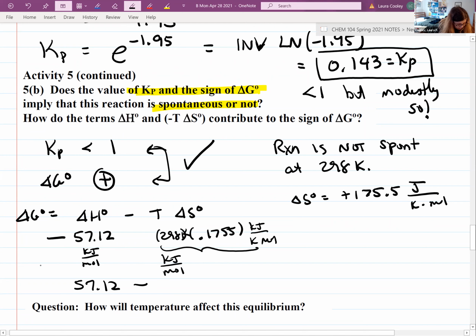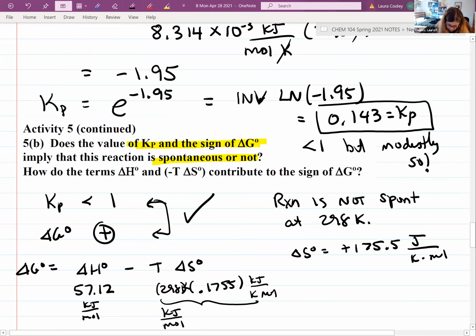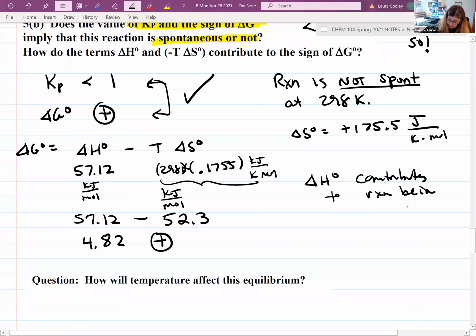Sorry, this is minus, wait a minute. No, sorry. Minus 52.3. There it is. I only got the right number. Okay, and so this comes out to be 4.82, like I said. I think that's what it was, right? 4.82, okay. So it's positive. So the reaction is not spontaneous. The delta H contributes to the reaction being non-spontaneous.